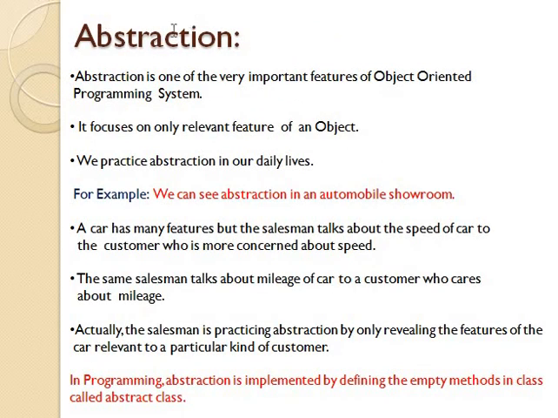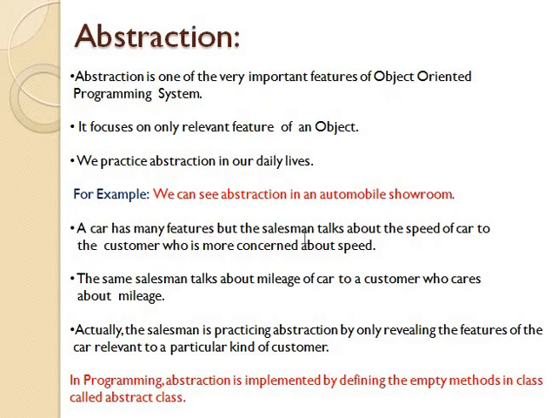At first you need to know what abstraction is. Abstraction is one of the very important features of object-oriented programming system. It focuses on only the relevant features of an object. We practice abstraction in our daily lives. For example, we can see abstraction in an automobile showroom. Now take the case of this example.